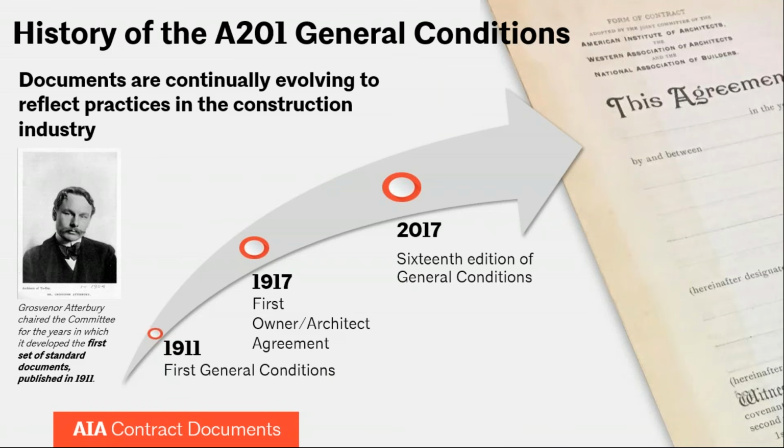Also, many of the important terms that are found in other documents, such as owner-contractor agreements and owner-architect agreements, are defined and then referenced in the A201. So it really is this repository of information in one document that coordinates responsibilities amongst multiple parties.